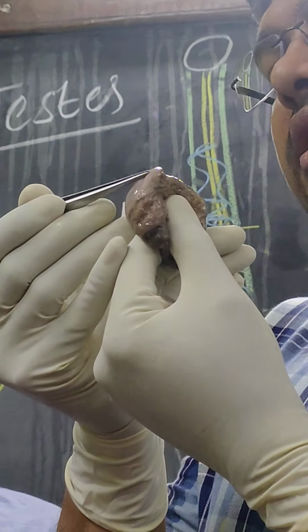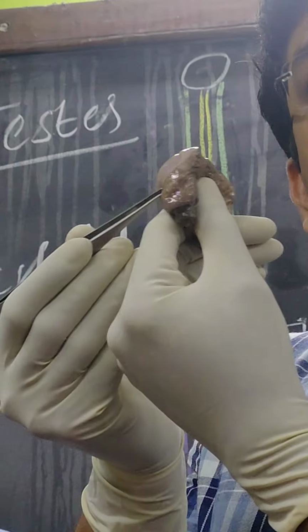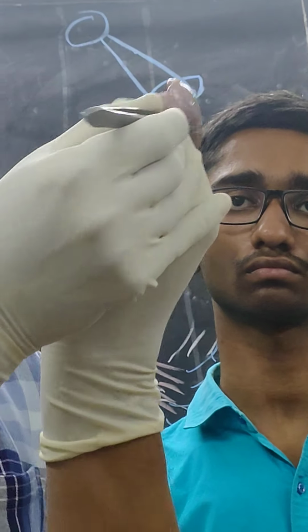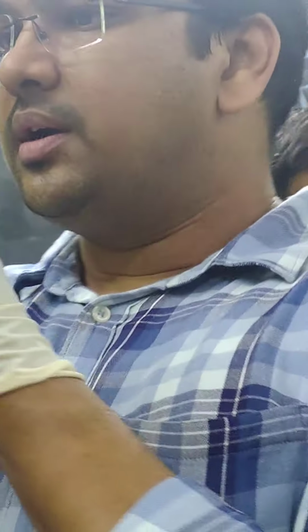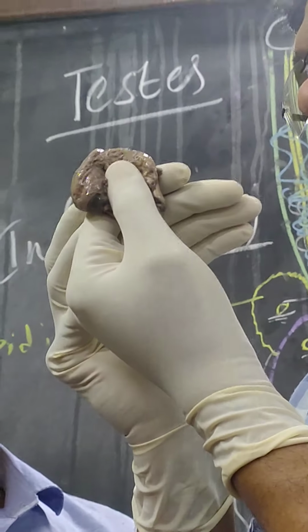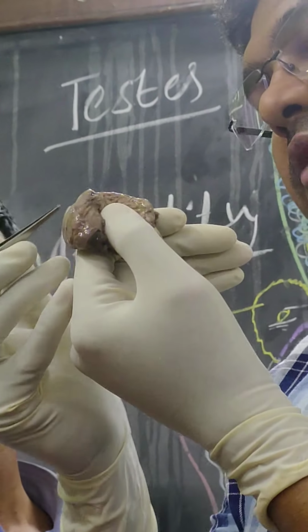This part is the body of the epididymis over here, and towards the lower end of the testis is the tail of the epididymis. Could you see that? Towards the lower end is the tail of the epididymis. Towards the upper end is the head of the epididymis. In between that is the body: head, body and tail. Towards the upper end, head, and towards the lower end, tail. Could you see the difference? And in between the upper end and lower end is the body of the epididymis.